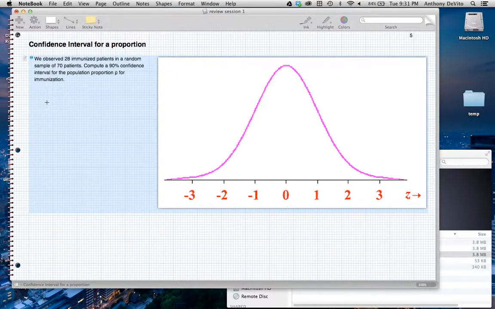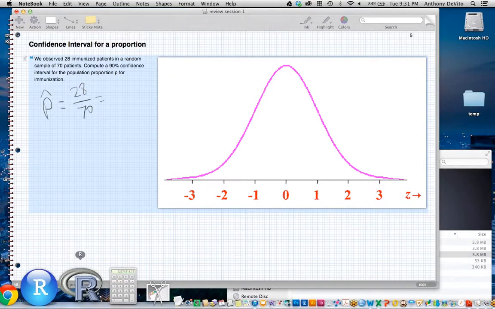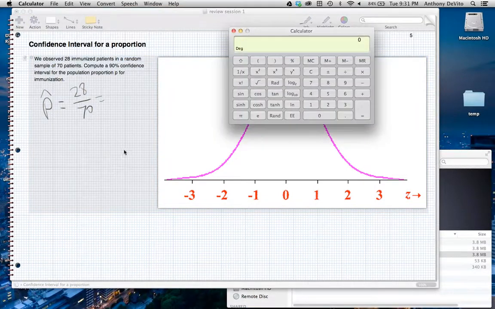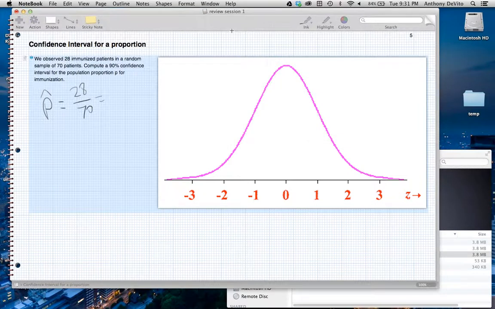What proportion of the patients were immunized? I'm going to say P, and I'm going to put a cap on it to indicate my sample proportion. That's equal to 28 over 70. So what percentage is 28 over 70? Well, we can calculate that easily enough. I'm going to do it using this calculator. 28 divided by 70. That's equal to 40%. That was pretty convenient, right? That's equal to 0.4. I'll call it 0.40. Okay, so now I know the middle of my distribution.